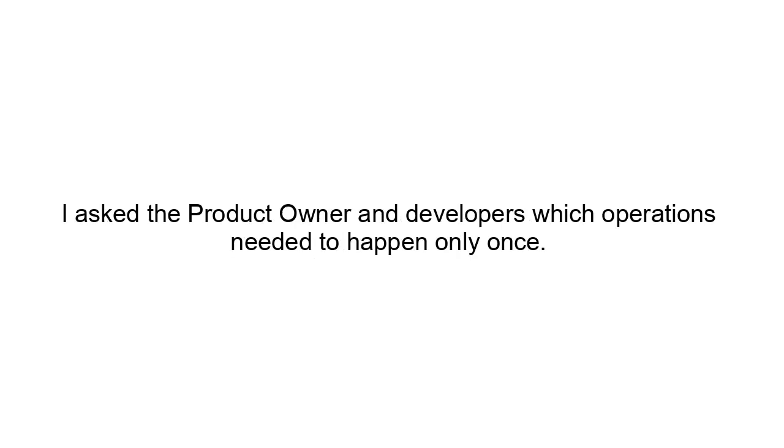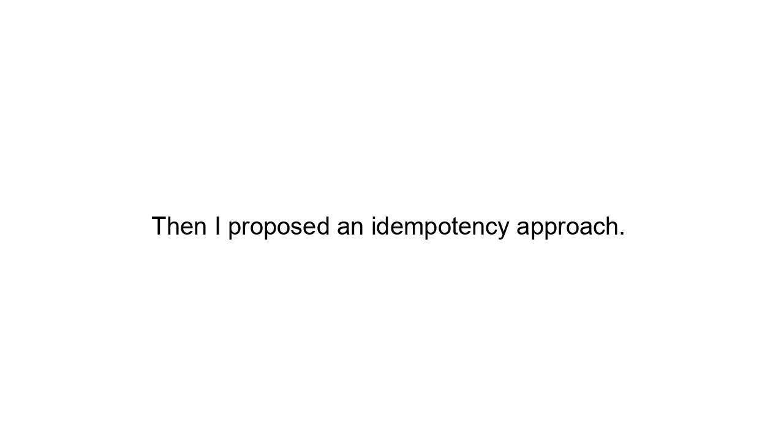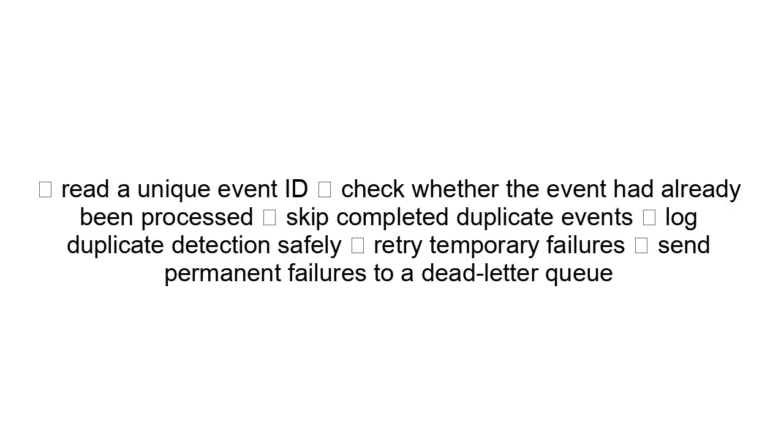I asked the product owner and developers which operations needed to happen only once. Then, I proposed an idempotency approach. The consumer would read a unique event ID, check whether the event had already been processed, skip completed duplicate events, log duplicate detection safely, retry temporary failures, and send permanent failures to a dead letter queue.